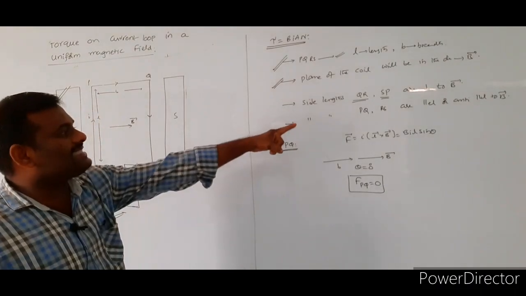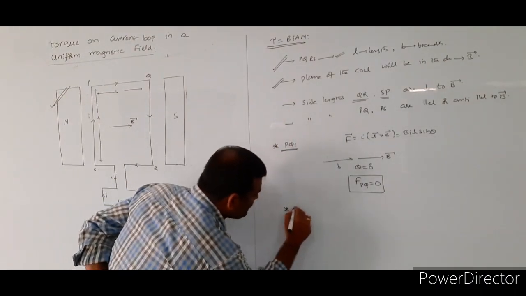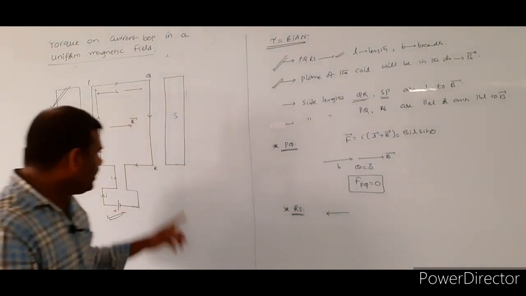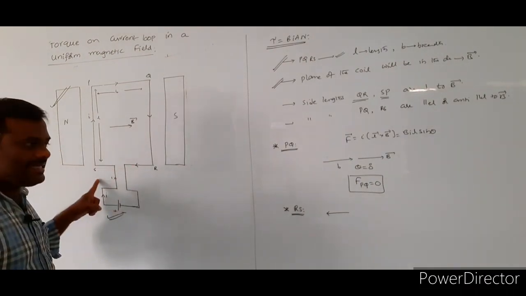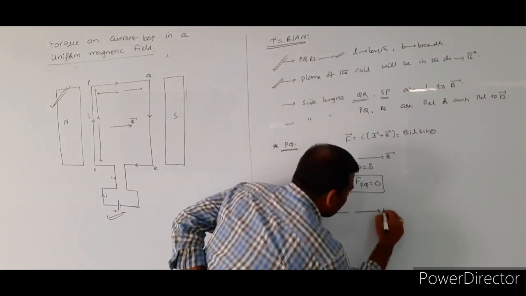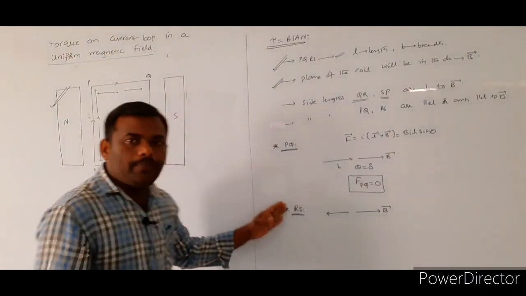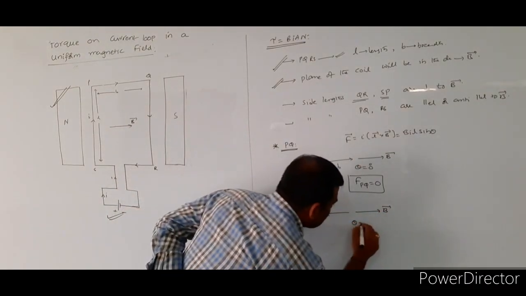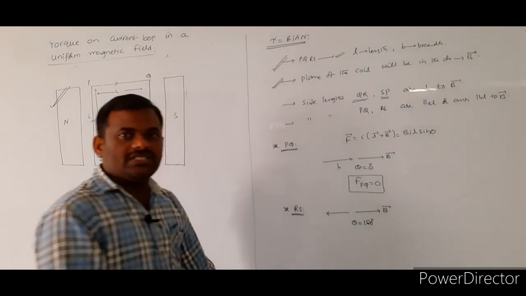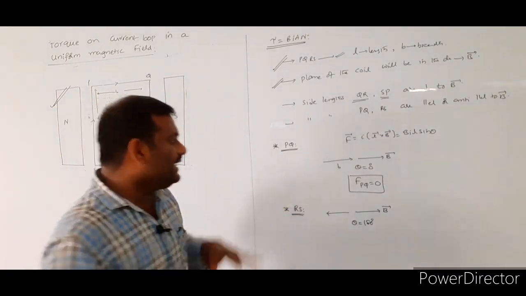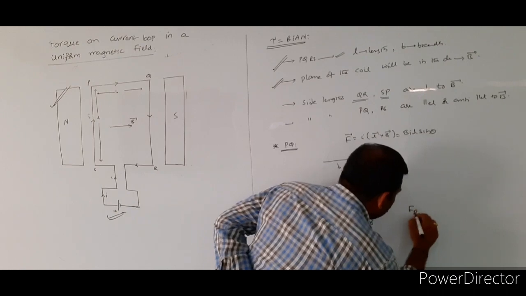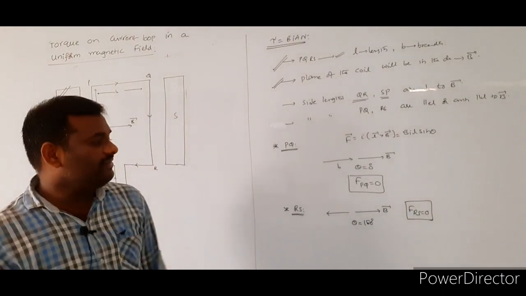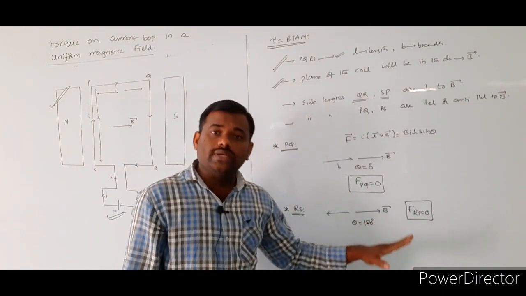Next, coming to the side RS. The RS length direction acts in this direction, and the direction of the magnetic field is opposite to the direction of the length. So here also, what is the theta value? Theta is equal to 180 degrees. Hence the force experienced by the side RS is also equal to 0.